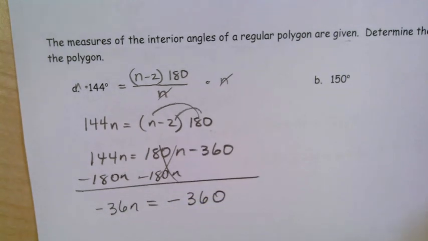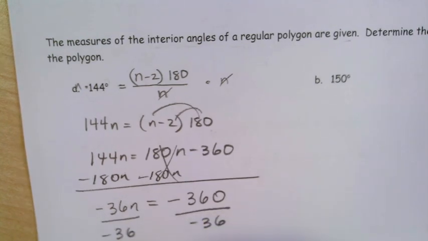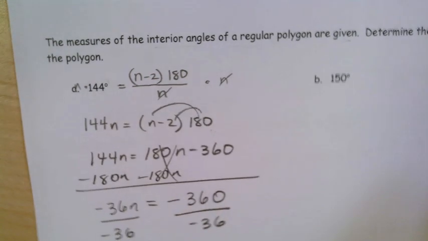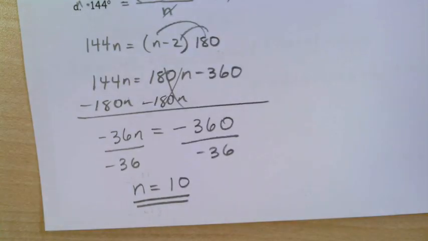And then how do we get n by itself? We can divide by negative 36. So how many sides does this polygon have? If the interior angle is 144 degrees, there will be 10 sides. Okay, so that would be a decagon.